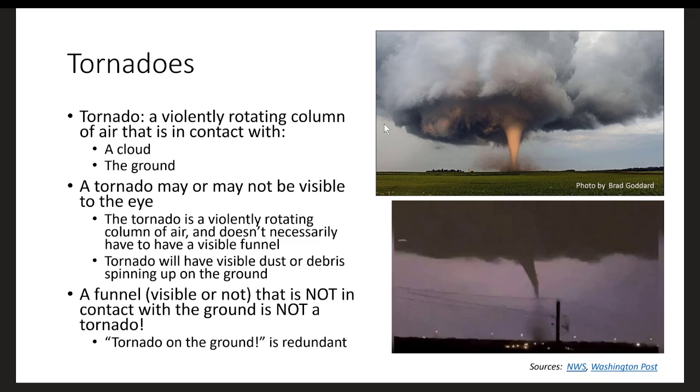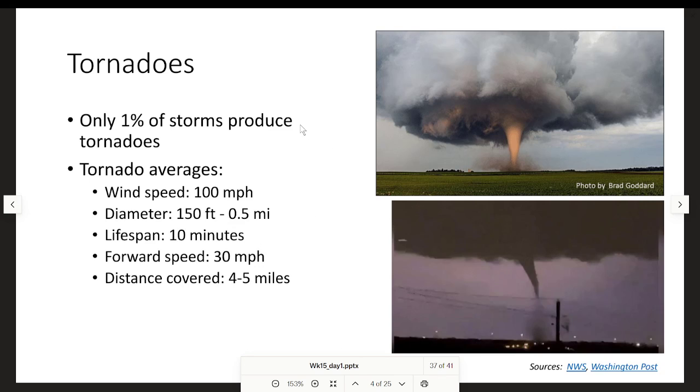So "tornado on the ground" is redundant. A tornado is always on the ground. If you have a funnel but it's not touching the ground yet, it's still a mesocyclone. It's a mesocyclone until the point that the funnel hits the ground. Only 1% of storms produce tornadoes.